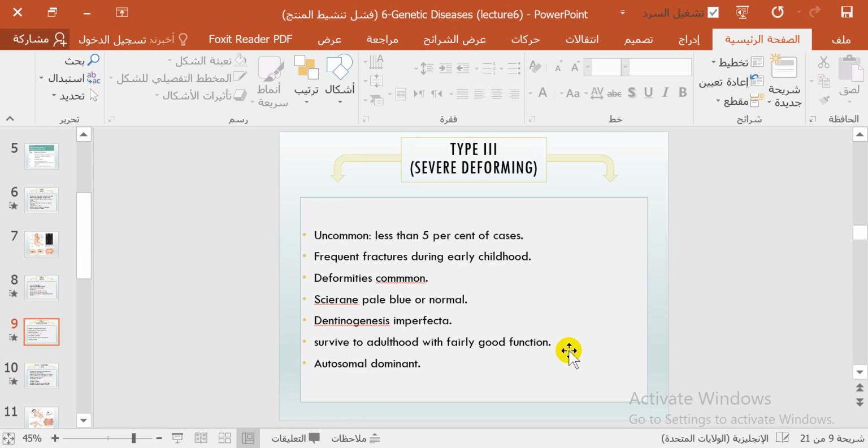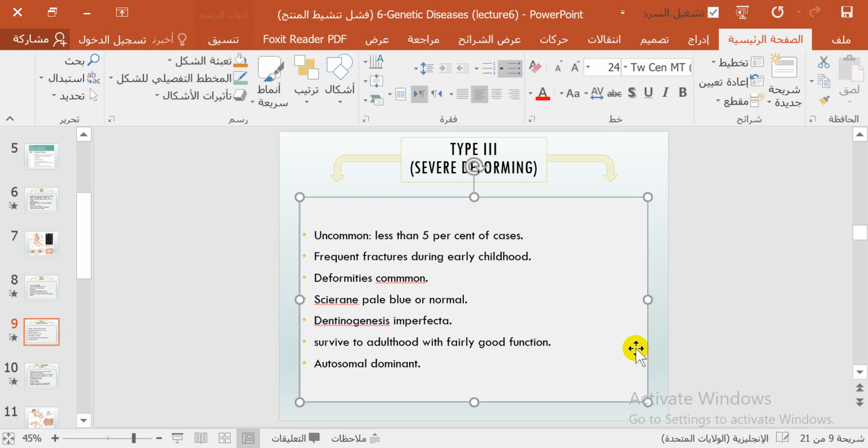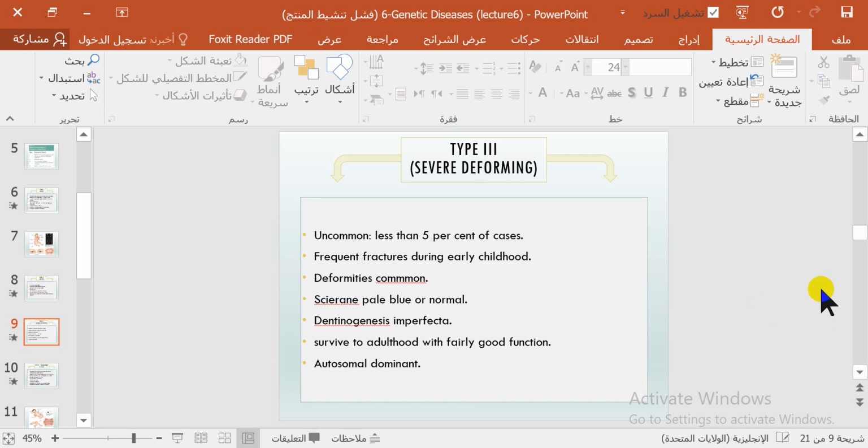Type 3, the severe deforming type. It is uncommon, less than 5% of the cases. They frequently fracture during early childhood, deformity is common, and the sclera is secondarily pale, blue, or normal. Patients survive to adult life with fairly good function. It is autosomal recessive or dominant. And here type 3 is usually near type 1 in its presentation.